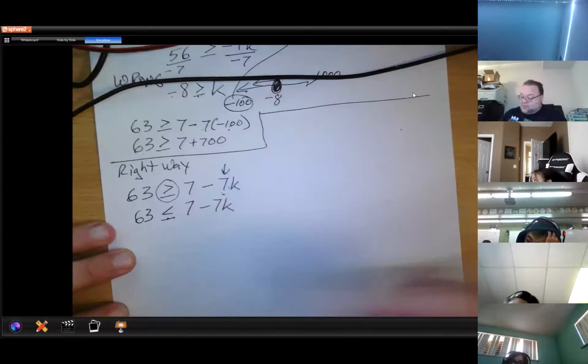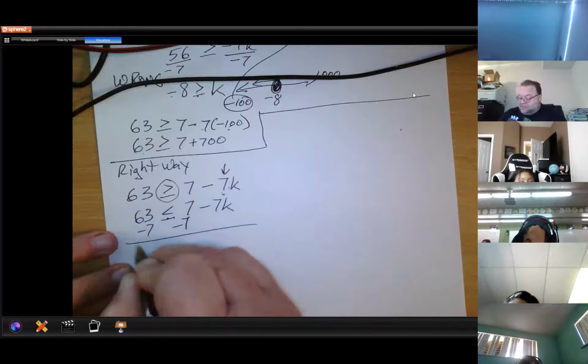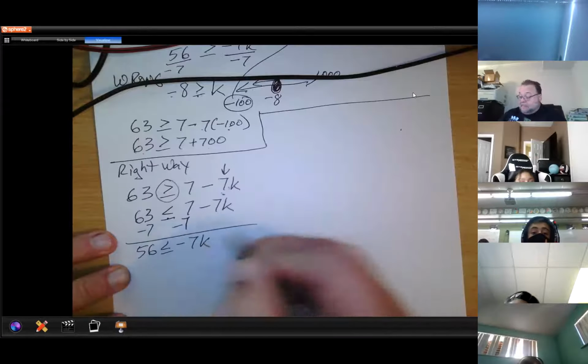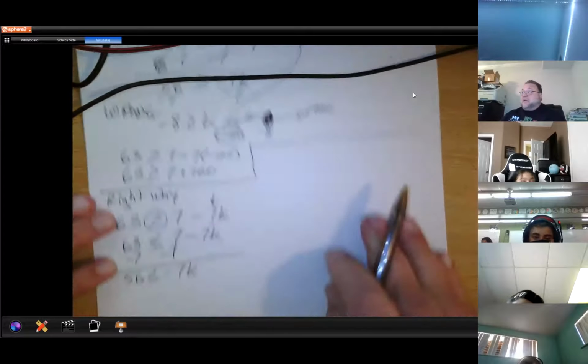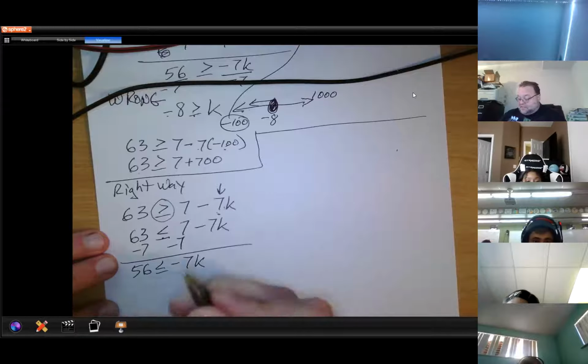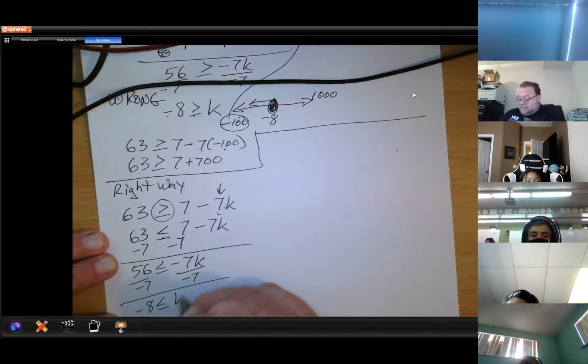So let's go ahead and solve it. This looks exactly like the last time we solved it. See, it looks almost exactly the same. The difference is that this time we have the sign flipped around. So when I divide by negative 7, I get -8 is less than or equal to k.